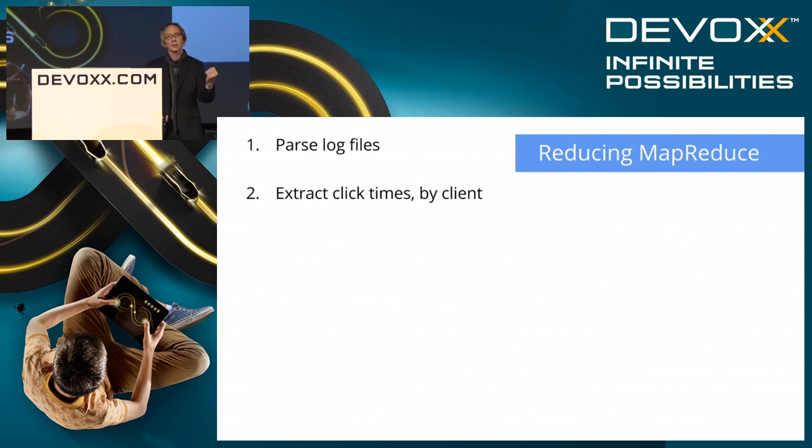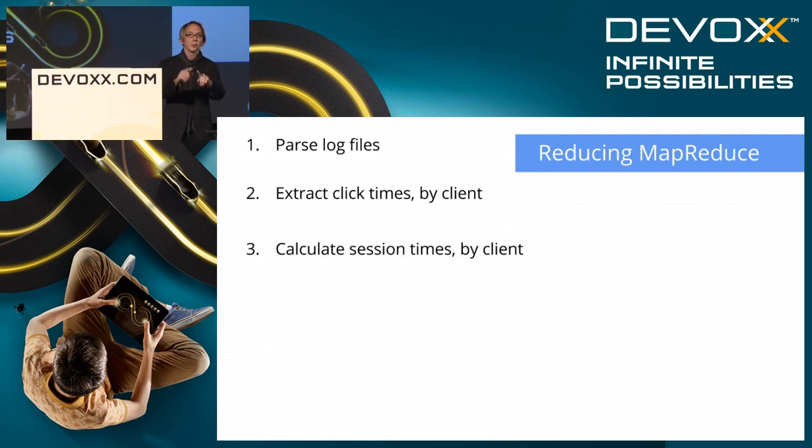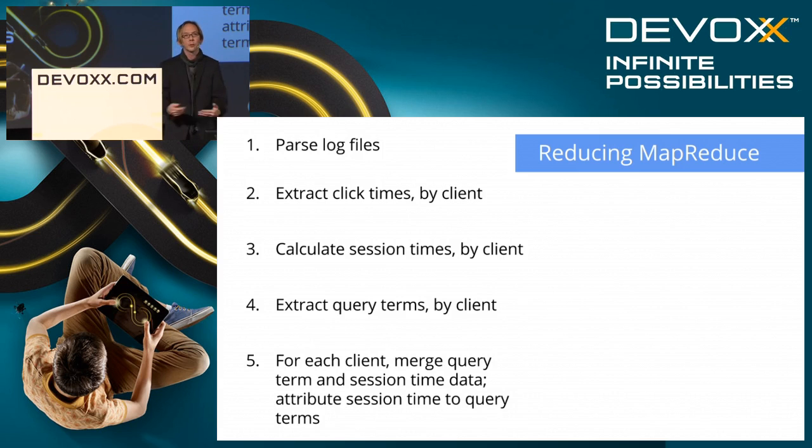Then I need to get the clicks and group them by client. So we can identify individual users by, for example, taking a look at the IP address they came in on and on their user agent, for example. Then we calculate the session times by grouping those clicks that happen within a relatively short period of time to each other. We extract the query terms. So we look at the referrer string and say, aha, this one had a query term in it, so I'll get that information. And then we merge this information together.